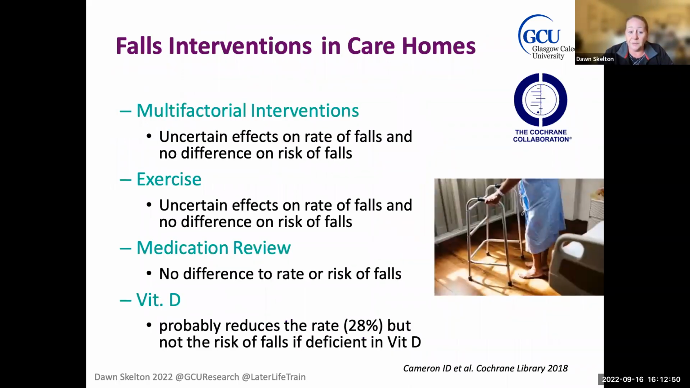What about in care homes? Well, the evidence of multifactorial interventions, sadly, is uncertain. So there are studies that show benefit and other studies which don't on both the rate and the number of falls. Even exercise doesn't have the same robust evidence base in a care home setting. And certainly medication review doesn't appear to make a difference either. What we do know is that vitamin D probably reduces the rate of falls, but only in residents who are vitamin D deficient. So again, it's not a blanket formula to give everybody vitamin D.